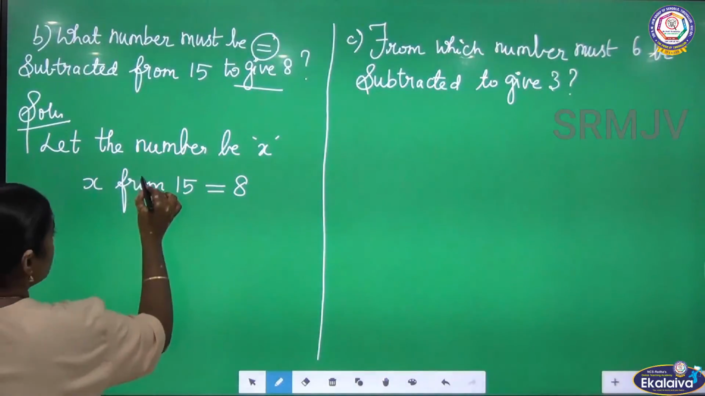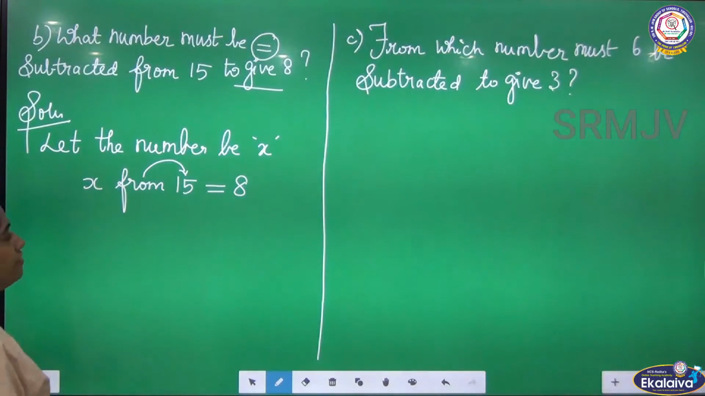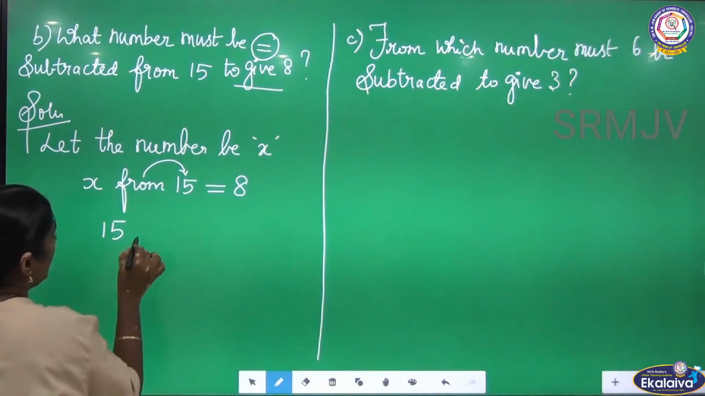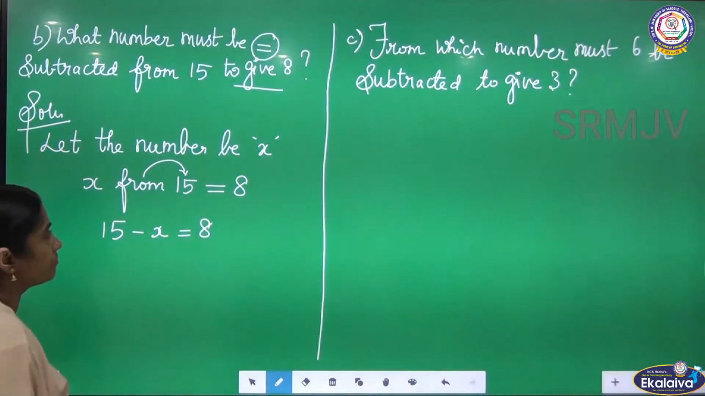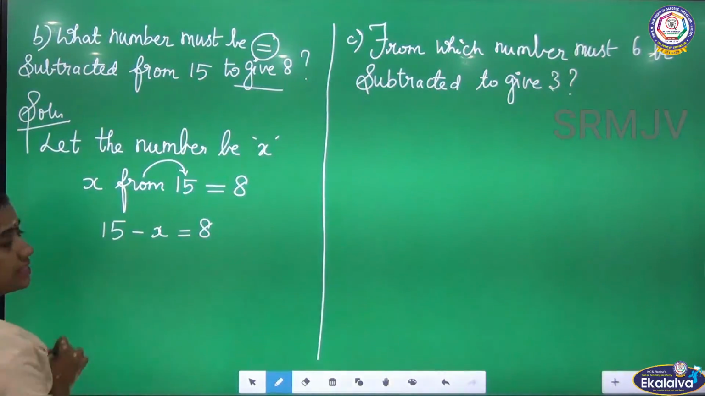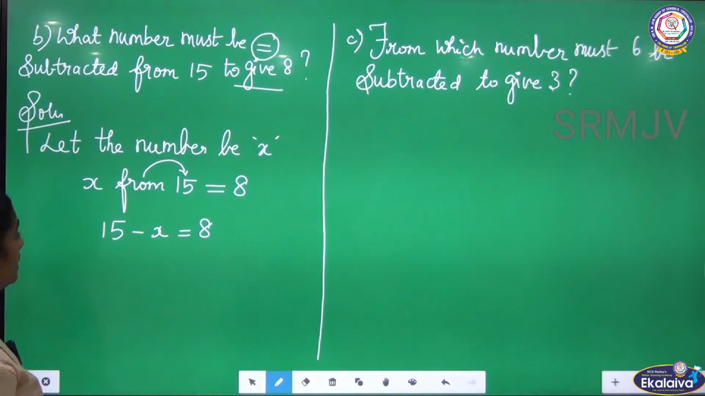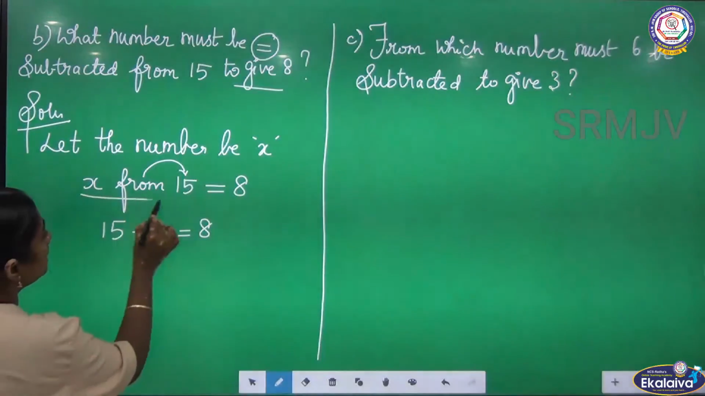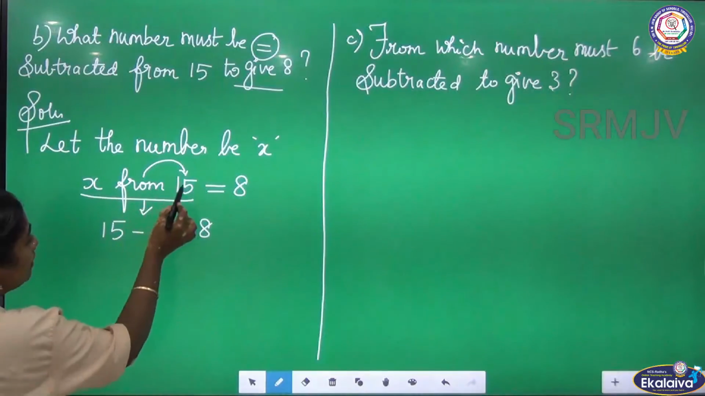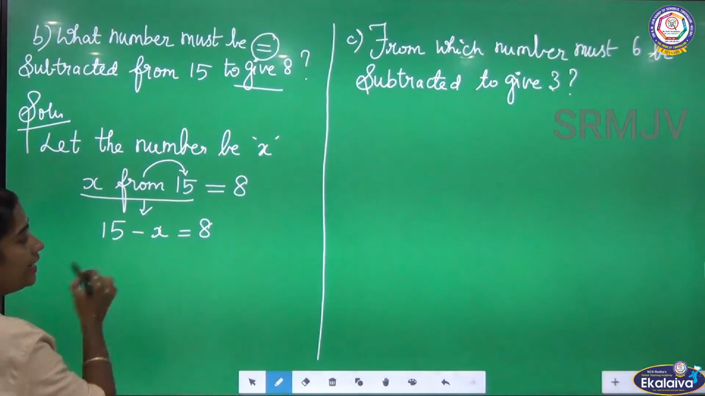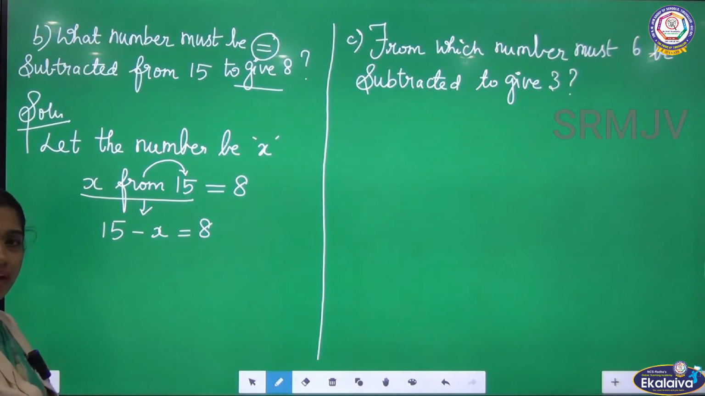Normally, how can we do the subtraction? From after, what is the number that you have to write first? So, 15 minus x is equal to 8. Clear? See, from after what is there? 15 is there. So this x becomes minus because I am doing the step of subtraction. So x from 15, I can rearrange that into 15 minus x is equal to 8.